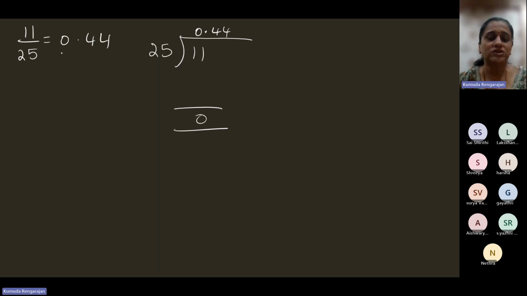When you perform the long division, when you divide 11 by 25, the division comes to an end with a zero remainder and the quotient is 0.44, which is called a terminating decimal. Terminating because it has a finite number of digits, 0.44. That's it. It ends there.